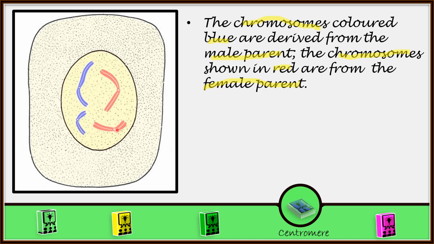And these are sister chromatids, and these are sister chromatids here. But we are saying that these ones in blue are from the male parent. We have used only two pairs, but the human being has got 23 pairs. But for clarity and easy understanding of what is taking place during cell division, we are using only two pairs out of the 23 pairs.